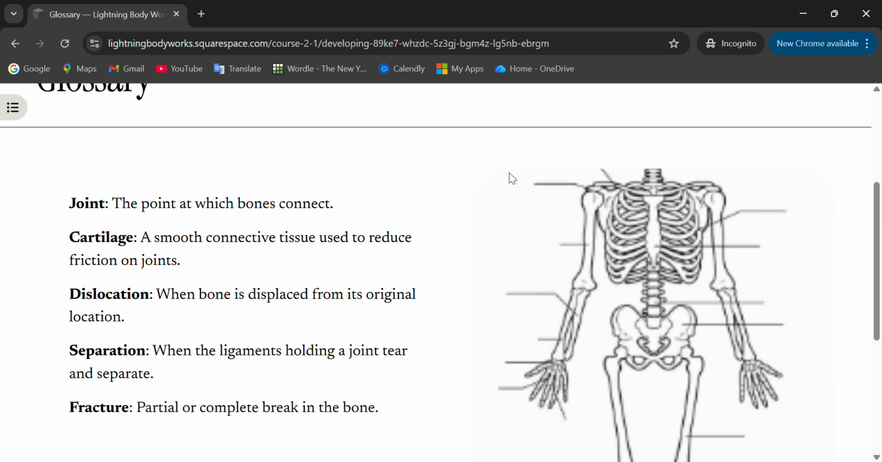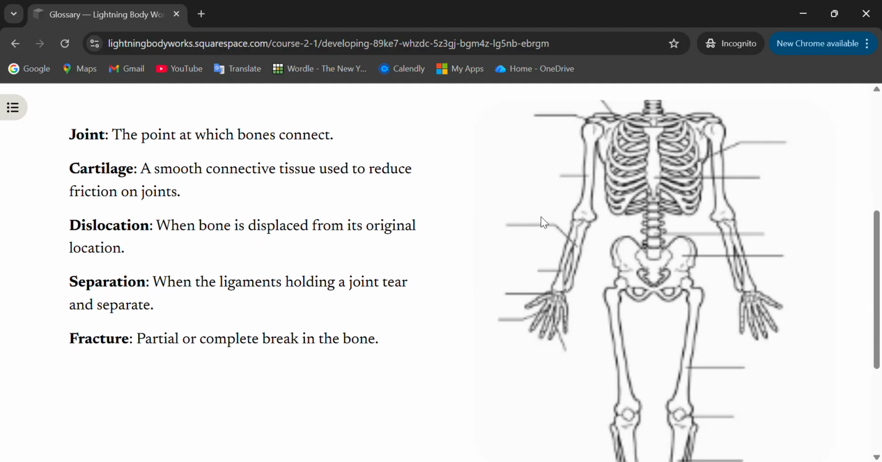So our skeleton. A joint is a point at which two bones connect. So your elbow joint, your wrist joint, shoulder joint. Cartilage, smooth connective tissue used to reduce friction on joints.